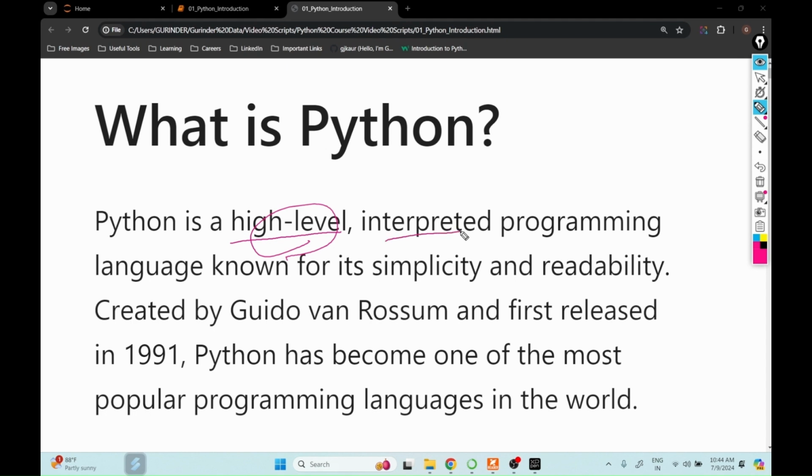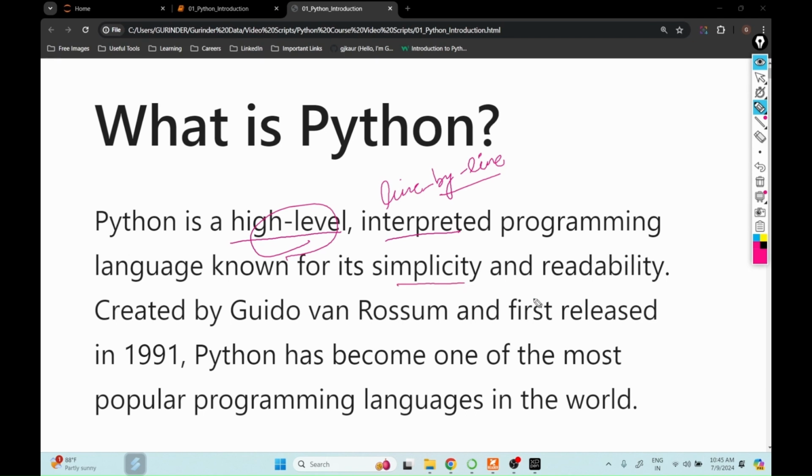Why it's known as interpreted? If you're familiar with some programming languages like C++, Java, they're compiled into machine code, and then you're able to see the output. But as compared to them, Python is an interpreted programming language. That is, it is converted line by line instead of whole program into machine code. That's why it is known as interpreted.